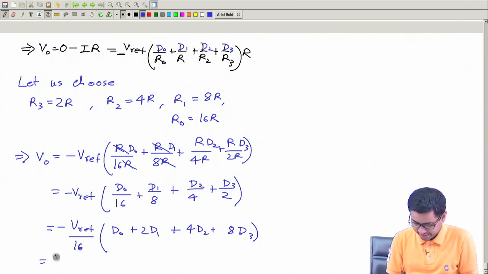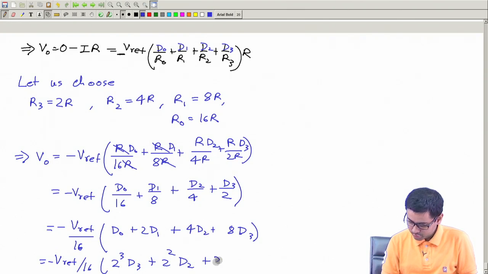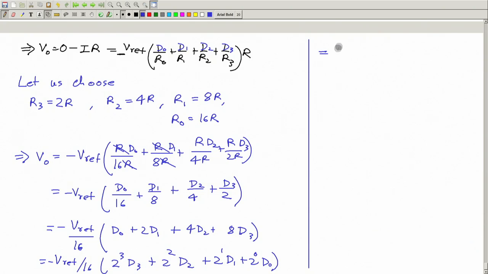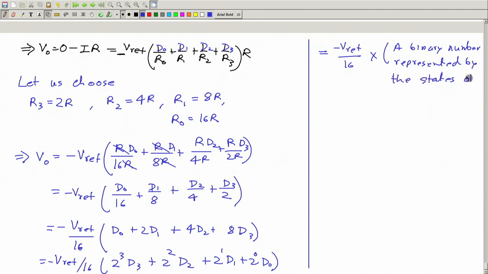So, you see, further I write this as V ref by 16 d0 plus, let me write from the right side, 2 cube d3 plus 2 square d2 plus 2 to the power 1 d1 plus 2 to the power 0 d0. So, now you see that this is actually minus V ref by 16 multiplied by a binary number represented by the states of the switches D3, D2, D1 and D0.